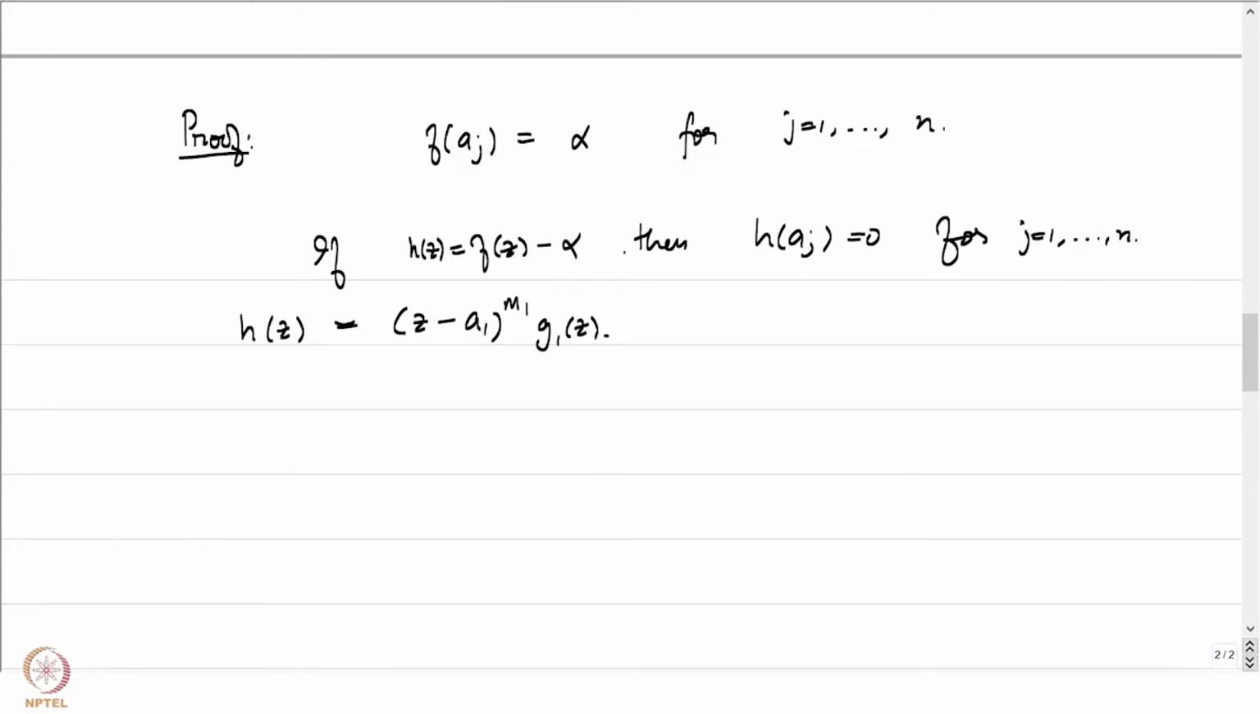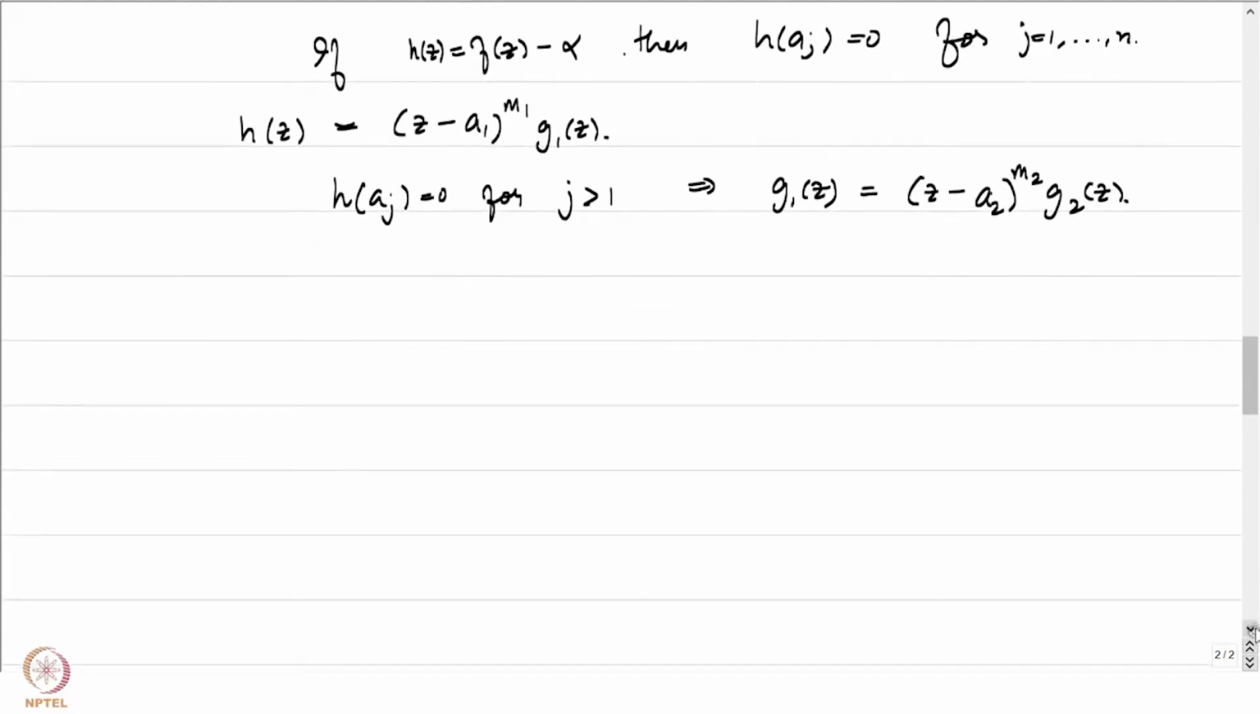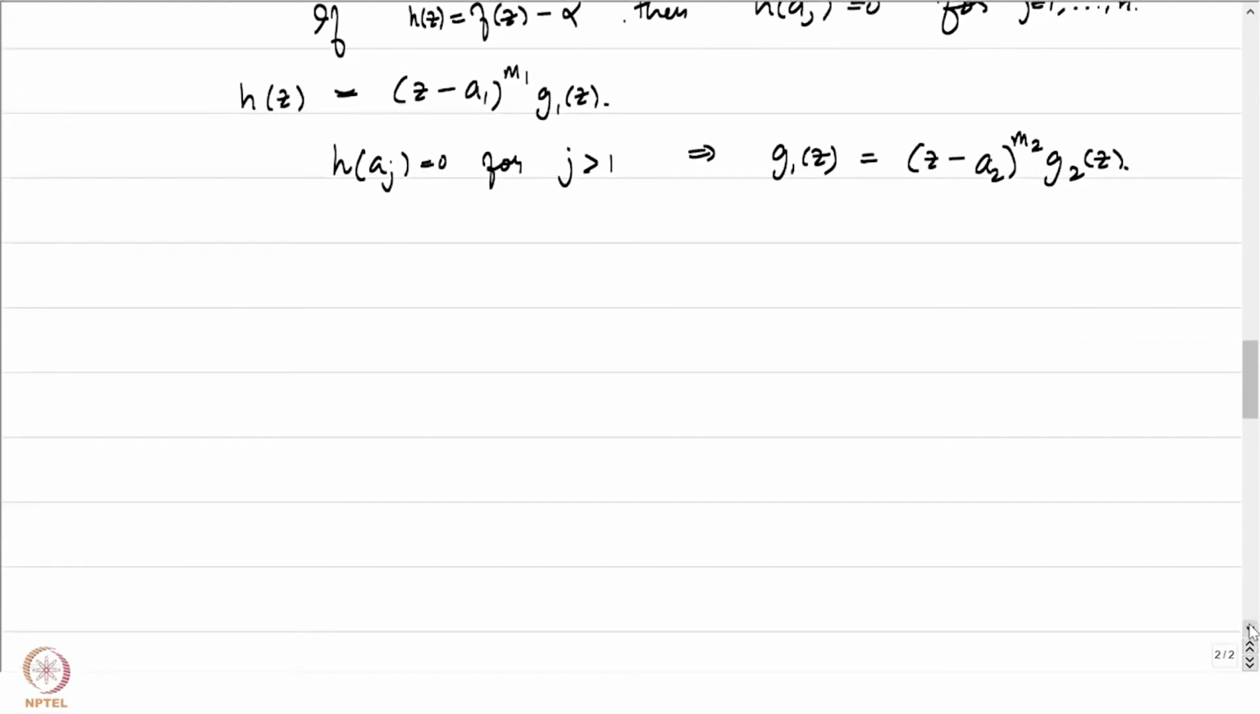Now the fact that h of aj is equal to 0 for j greater than 1 tells us that g1 of aj is also equal to 0, and therefore we can write g1 of z to be equal to z minus a2 to the power m2 times g2 of z. The multiplicity of the zero a2 of g1 will be the same as the multiplicity of the zero a2 of h. You should sit down and check that as well.